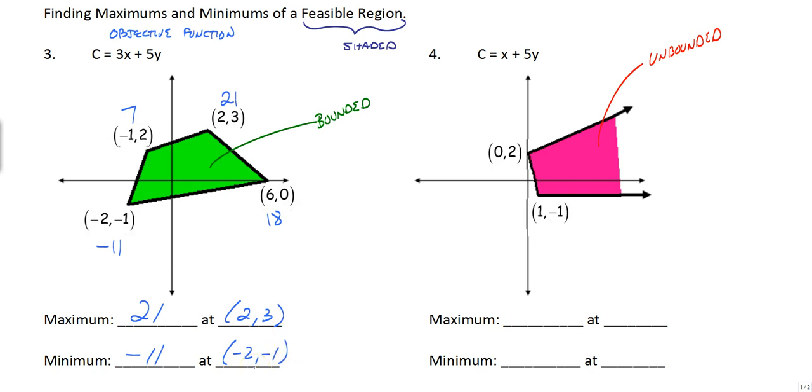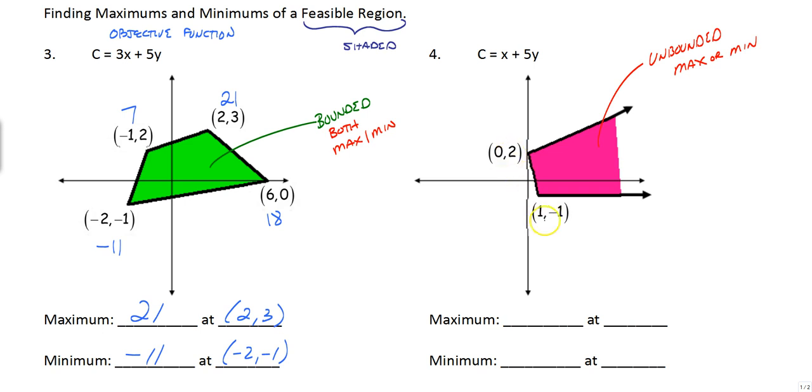Okay, so that's how you work with feasible regions, coming up with maxes and mins using the objective function. But what happens when you get to an unbounded region? When it's bounded, you will have both a max and a min. But when it is unbounded, you're going to have a max or a min. You will not have both. I'll explain why. Let's go.